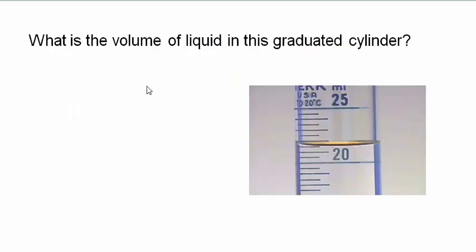In number 5, it says, what is the volume of the liquid in this graduated cylinder? Remember, you have to measure the bottom of the liquid right here, and that's called the meniscus. You can see that this line here is 21, and that line is 22, and that line is 23, and that line is 24. So you see the liquid is halfway in between 21 and 22. It's actually sitting right on this line right there. So I would say that one is 21.5 milliliters.